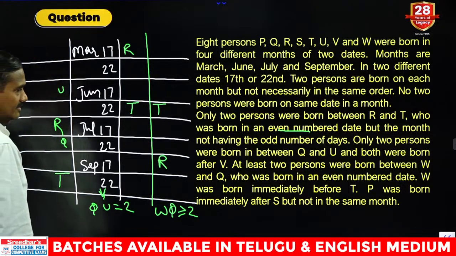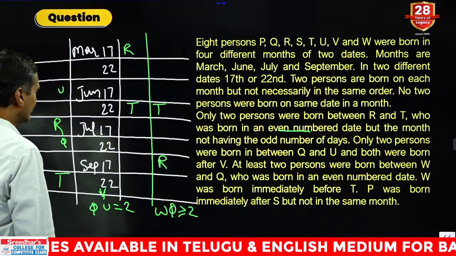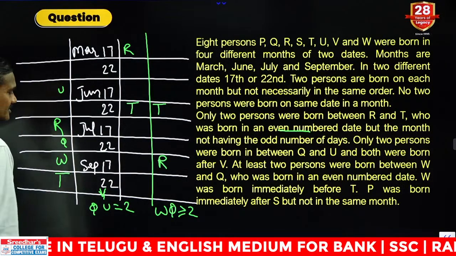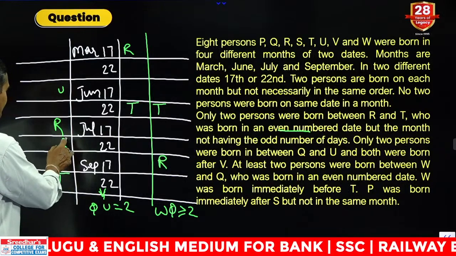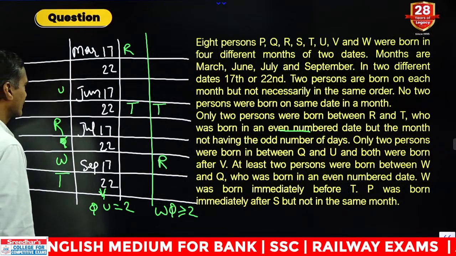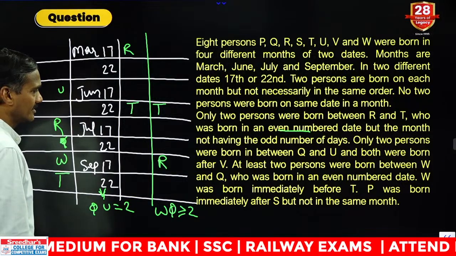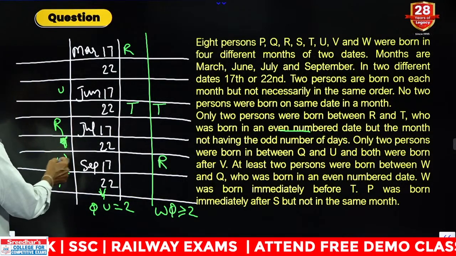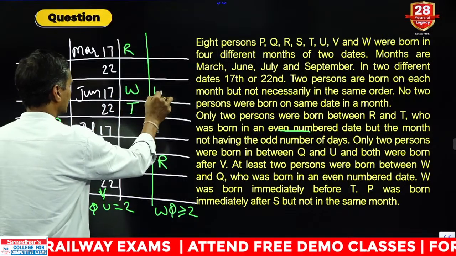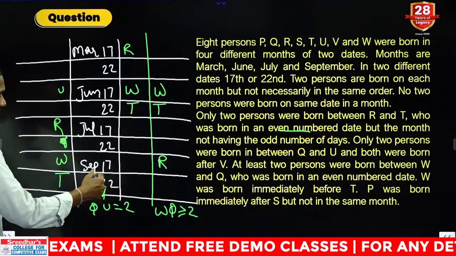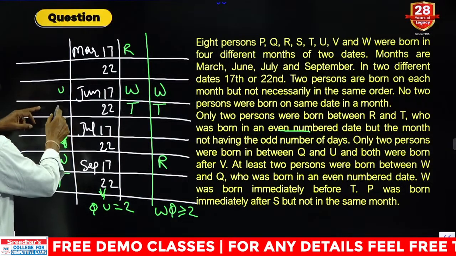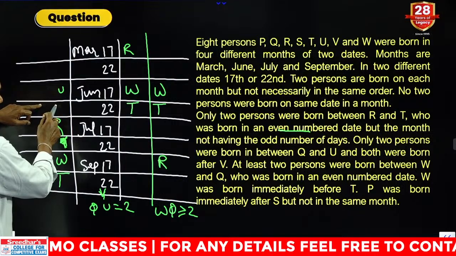Then W was born immediately before T. Where is this W? W was born immediately before T. If W was born immediately before T, you cannot have Q at this place. Are you getting this one or not? And Q was born on an even number date. Q cannot be here, and W is immediately before this one, W is here. And between W and Q, at least 2 persons. W is here, 1, 2, and Q. Can we take Q at this place?